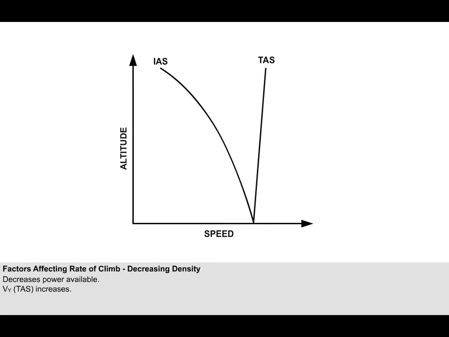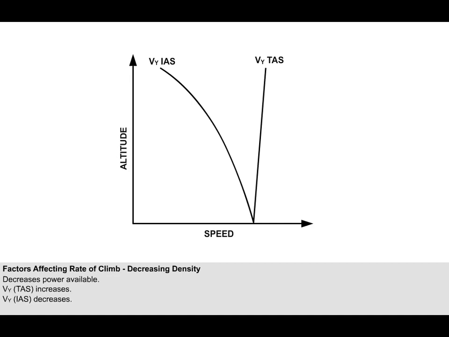You'll notice that if the true airspeed increases slightly with altitude, the indicated airspeed will fall. In fact, Vy will eventually fall to become the same value as Vx. This means that Vy, expressed as indicated airspeed, is actually decreasing as altitude increases.